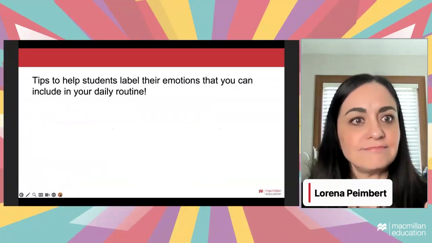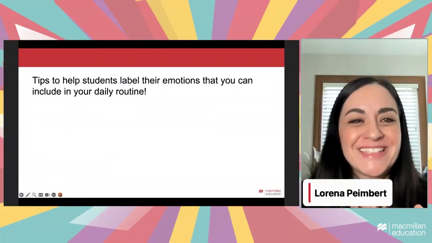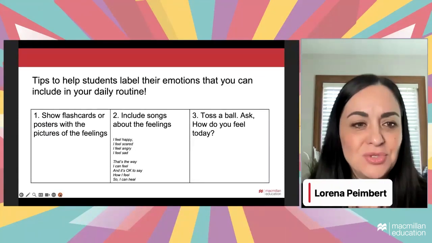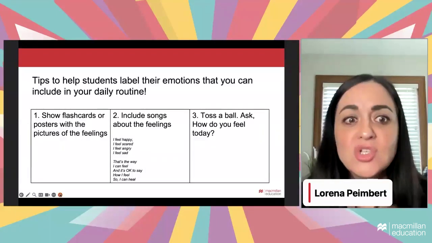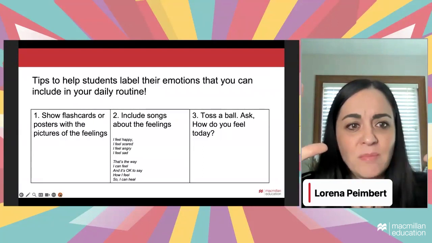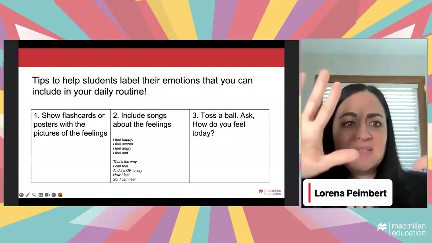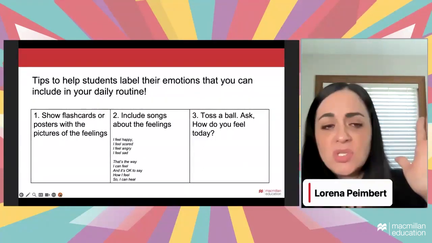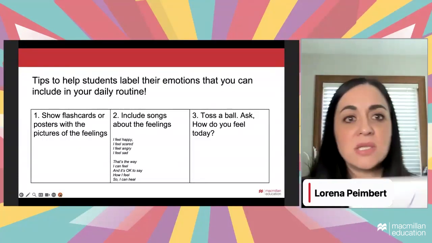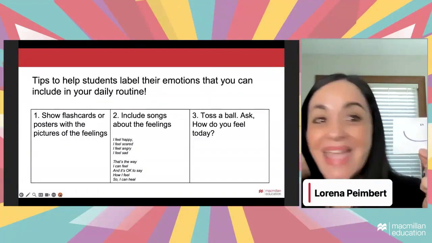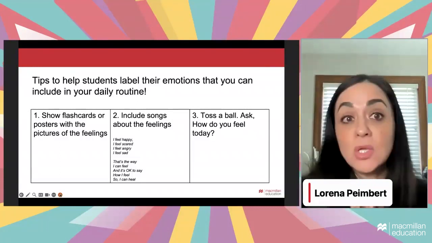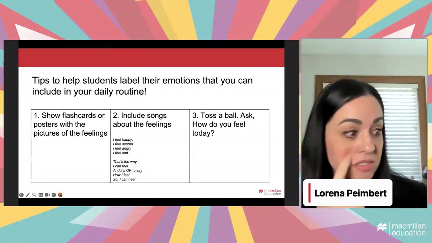So to help your students label their emotions, I have a lot of activities to share with you. 1, show flashcards or posters with the pictures of the feelings. This is something that you commonly do, right? You place the poster, you point to the feelings, or you show flashcards and you start. Like, imagine these are my flashcards. Happy, everybody say happy, repeat, happy, happy face, yeah? And then you start teaching your feelings, okay?